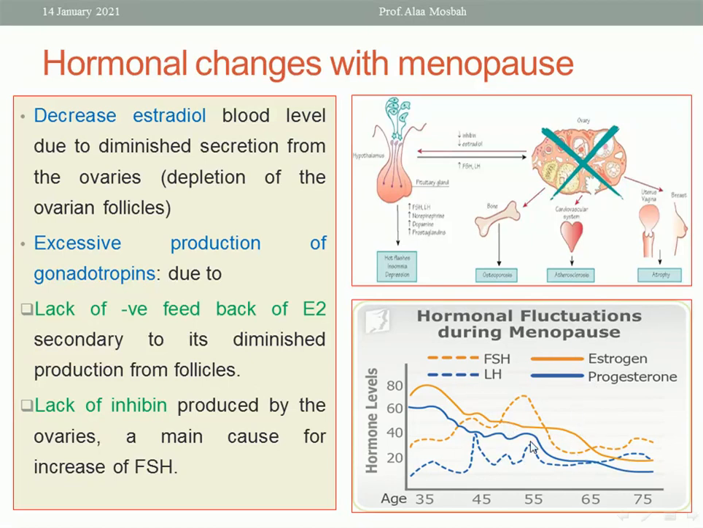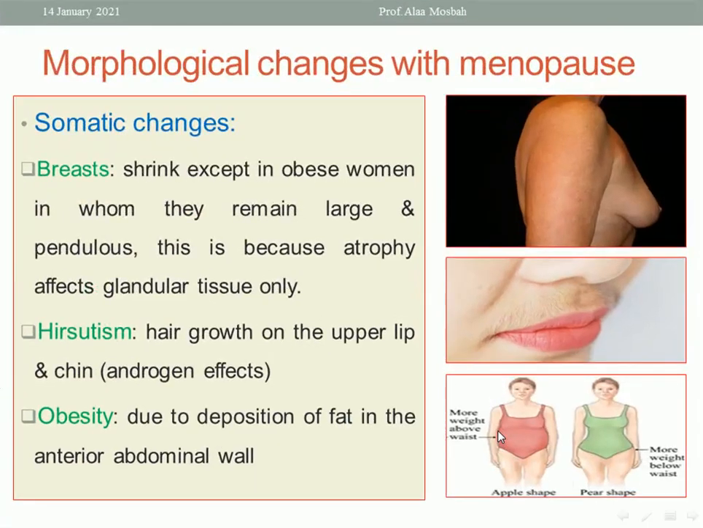This is another picture showing you the estrogen and the progesterone curve and the FSH and LH curve. You will notice that there is decrease in estrogen and progesterone at the age of menopause, while there is increase in FSH and LH. Okay, let us complete the somatic changes.